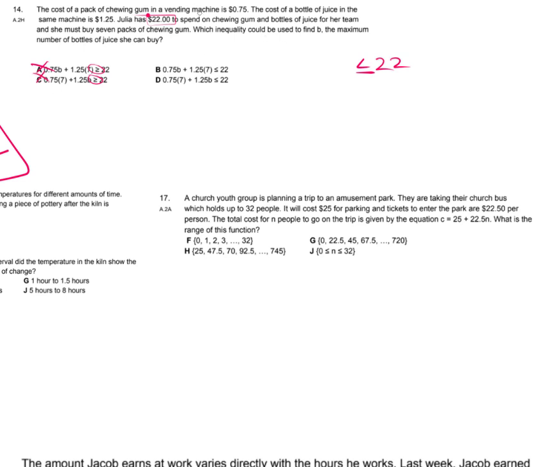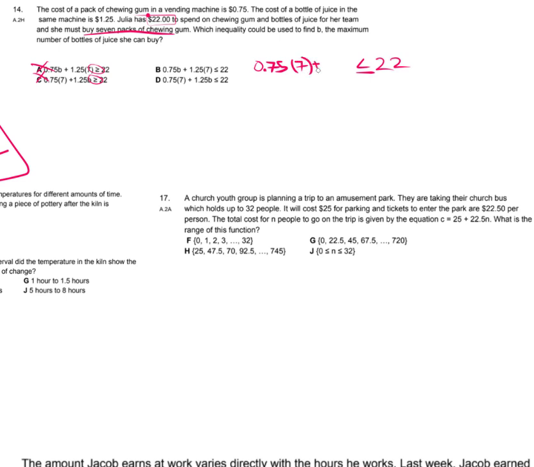So now I have the cost of a pack of chewing gum at the vending machine is 0.75. So it looks like 0.75 times the number of... Okay. So she must buy 7 packs of chewing gum. So what I have is my 0.75 for each of the gums, right? For each of the gums it's going to be 0.75. And I need that to be times, they already told me I'm buying 7 packs of gum. So since I'm buying 7 packs of gum, I'm going to multiply that 0.75 times 7.